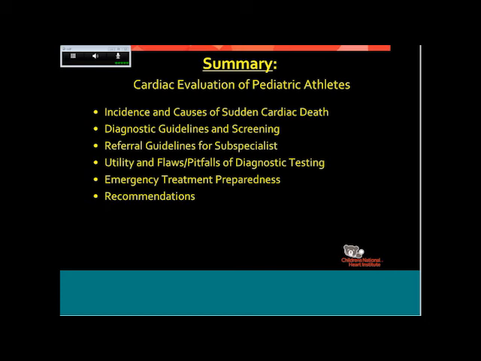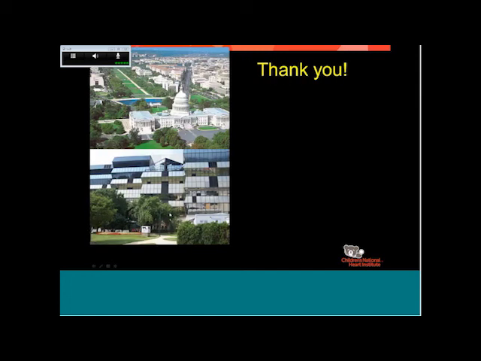So in summary, in cardiac evaluation of the pediatric athlete, we reviewed the incidence and causes of sudden cardiac death, some of the diagnostic guidelines and screening recommendations, the referral guidelines for subspecialty referral to a cardiologist, and some of the utility and the flaws and pitfalls of mass screening or other diagnostic testing. I'll take any questions. Thank you.